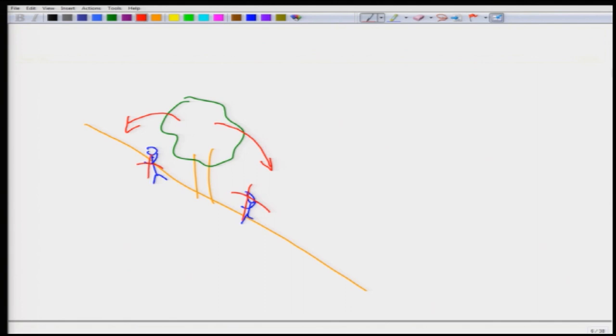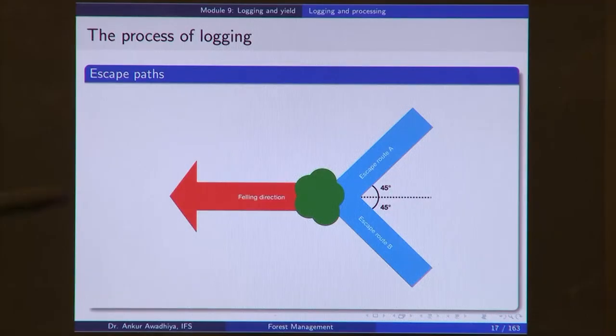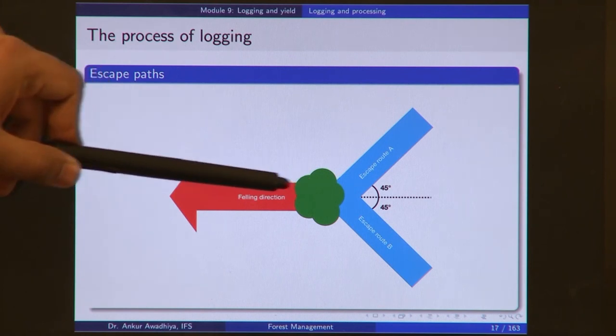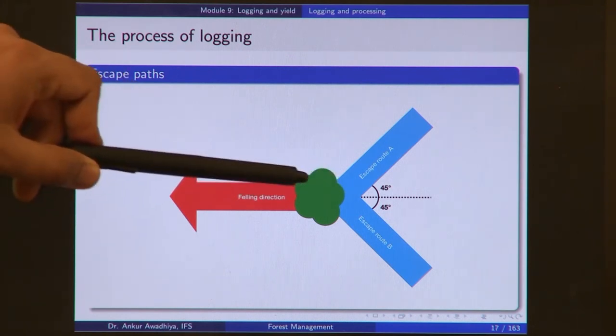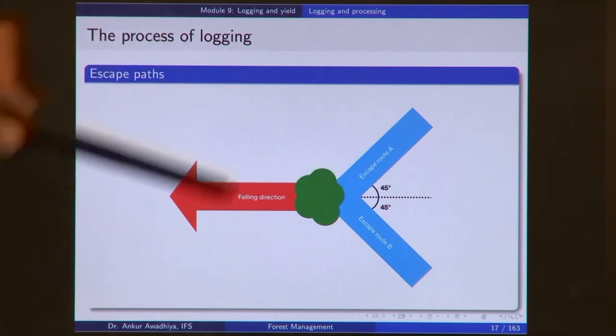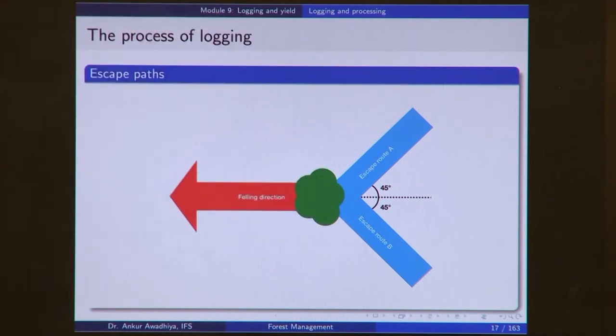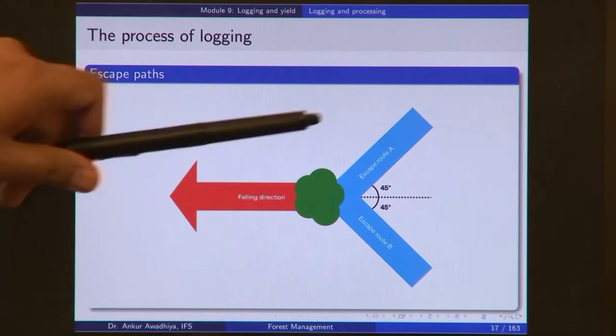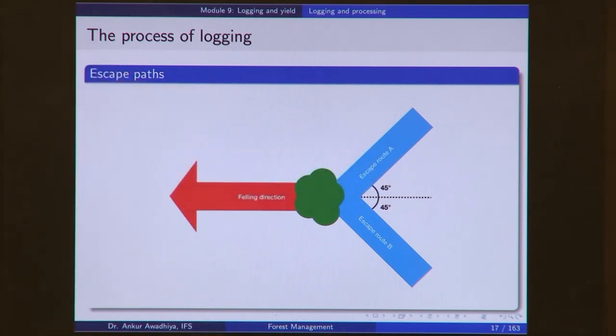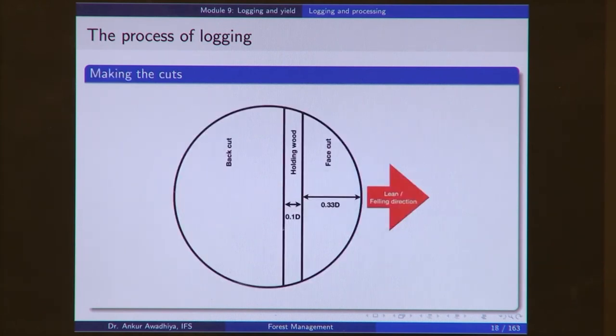So typically whenever we do a felling operation, if the felling direction is here, then this is a no go area, and right behind also is a no go area, and these are two escape paths that we decide, which are at 45 degrees to this line. Now whenever the felling operation is done, typically it is done using three different cuts.